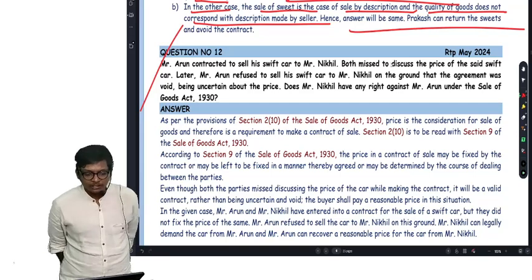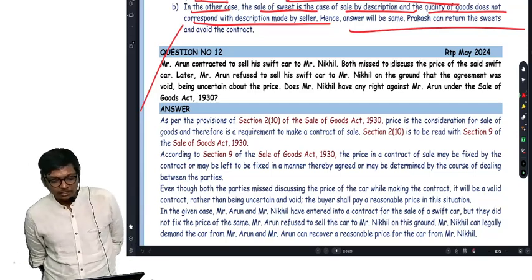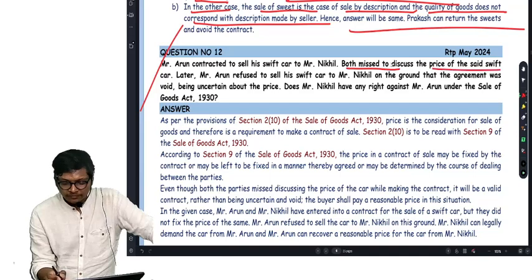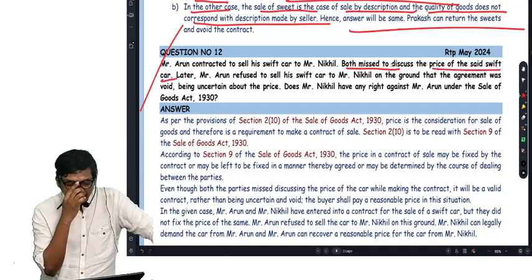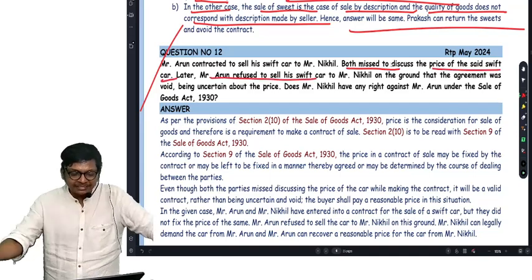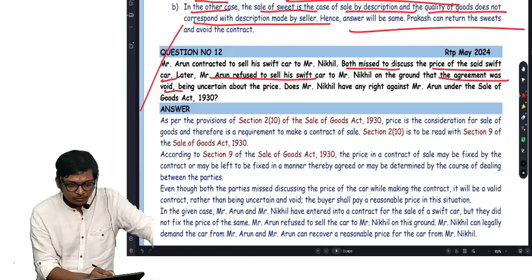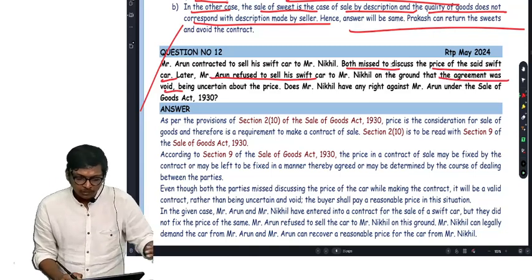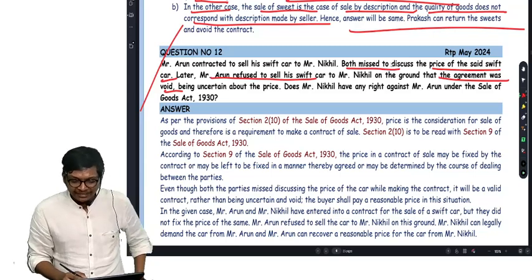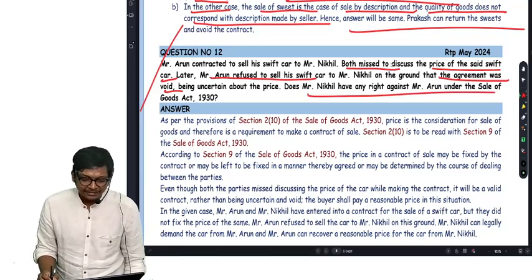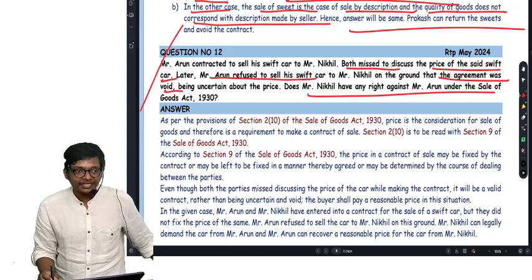So what's the question? Arun contracted to sell his Swift car to Nikhil. Both missed to discuss the price of the said Swift car. Later Arun refused to sell his Swift car to Nikhil on the ground that the agreement was void for uncertainty about the price. Does Nikhil have any right? Does he have a right, guys? Yes. What price can he pay?